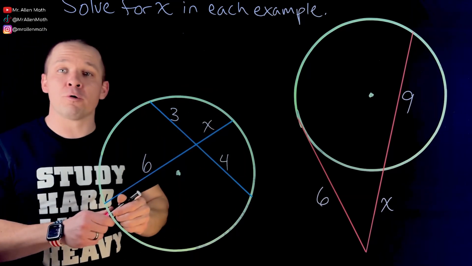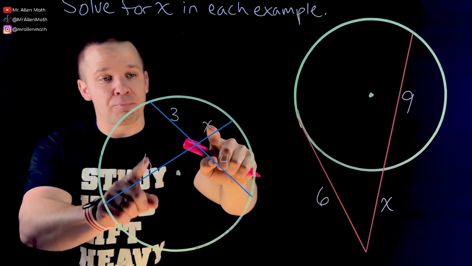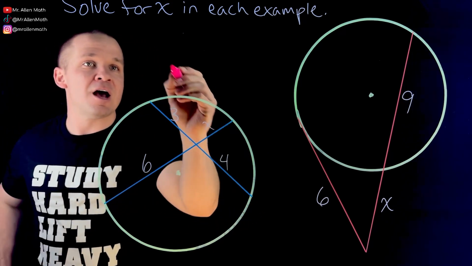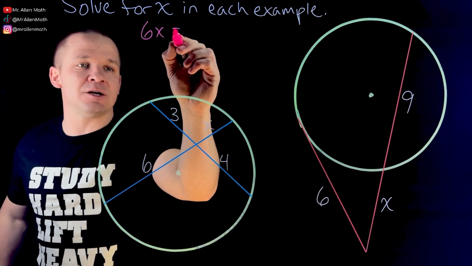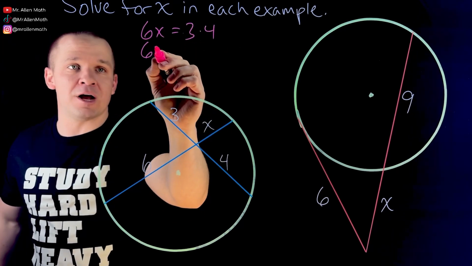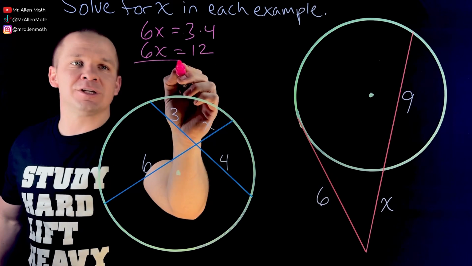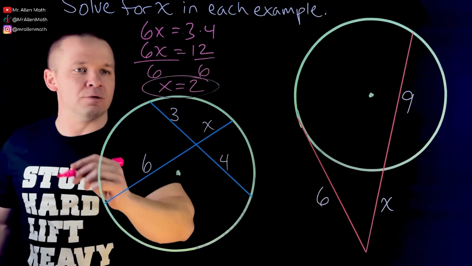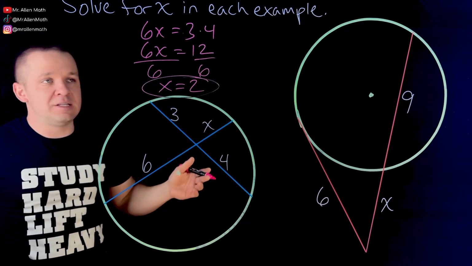So for this one, the chord-chord theorem is the product of these two parts is equal to the product of these two parts, which is lovely. I'll have 6 times x is equal to 3 times 4. We'll work that all out. You could do 3 times 4 in your head if you'd like. That's going to be 12 divided by 6. Bingo, bango. We get x equals 2. That's it. Lovely. Easy peasy.